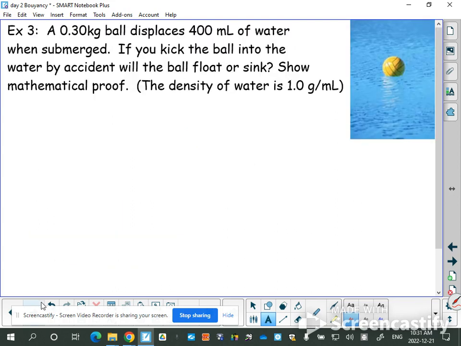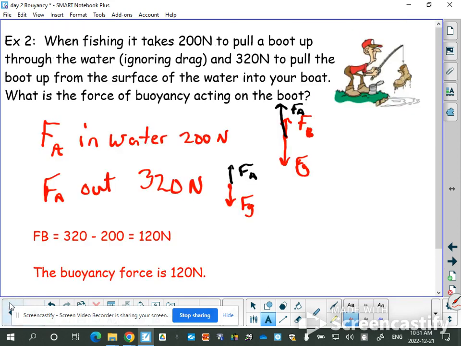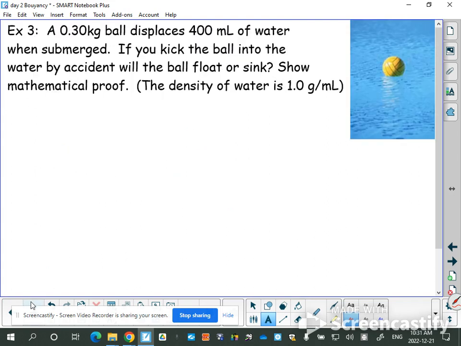The second question, we're going to determine if this ball sinks or floats. So we're going to look at mathematical proof to prove that it sinks or it floats. And basically to do this, I have to compare my buoyancy force to my gravity force. As long as my buoyancy force is greater than my gravity force, then that object will float. If my gravity force is bigger than my buoyancy force, it will sink. That's why in this question here, the boot sinks because the buoyancy is only 120, but gravity is 320. That's why the boot sank to the bottom of the water in the first place.